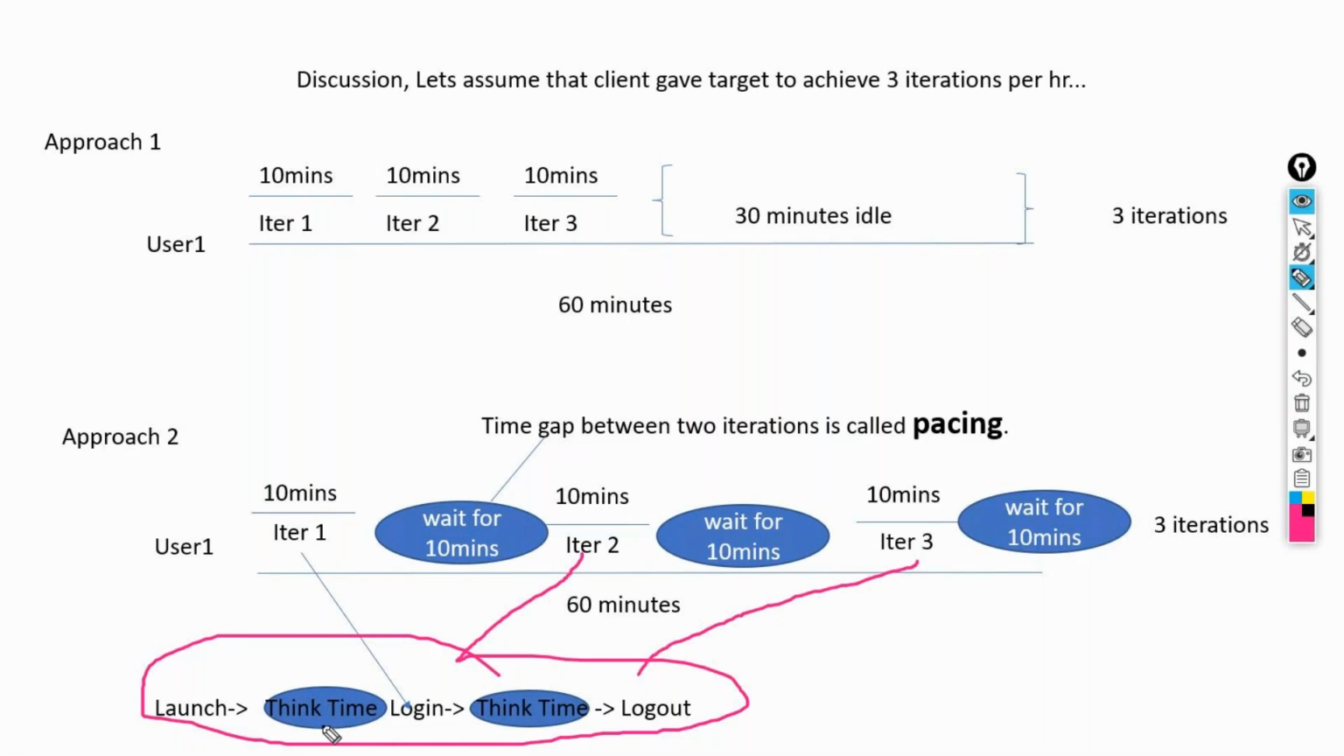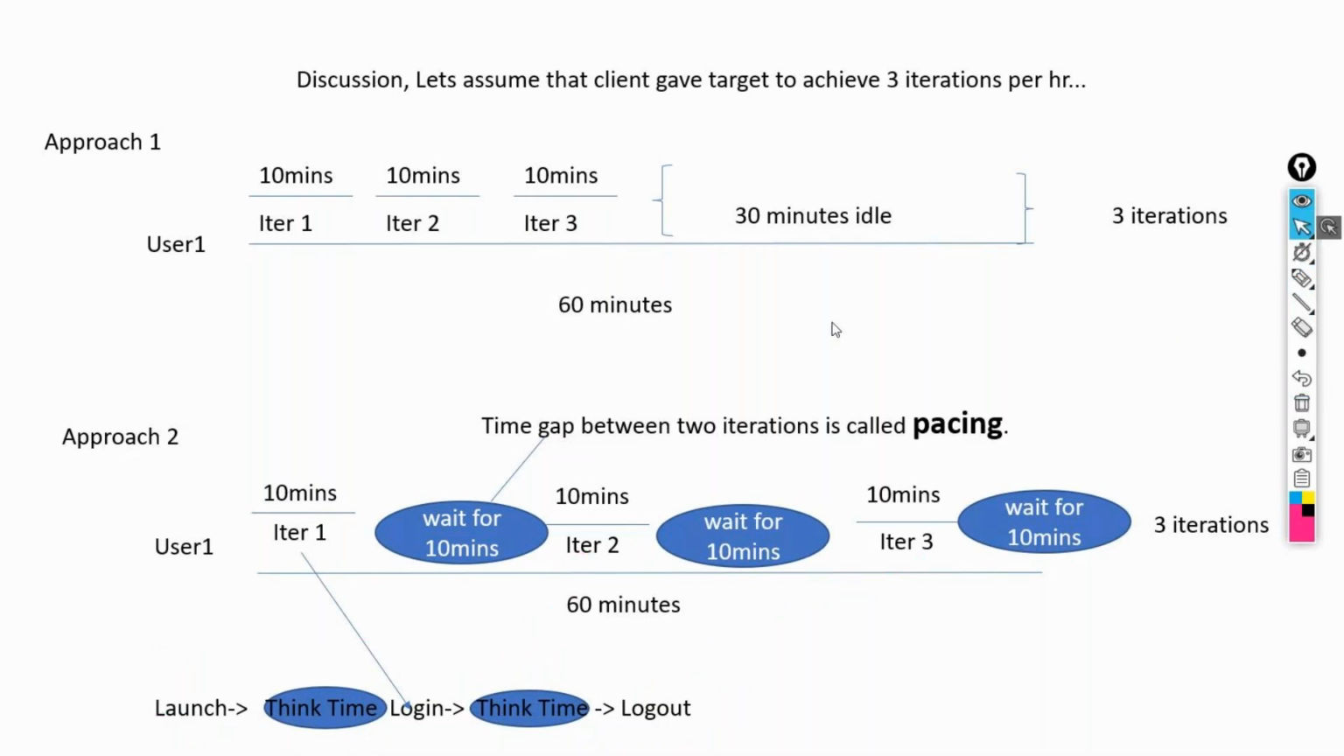So the interview question is, what is the difference between think time and pacing? Think time is nothing but wait time or time gap between two transactions. Pacing is nothing but wait time or time gap between two iterations. Okay, any questions?